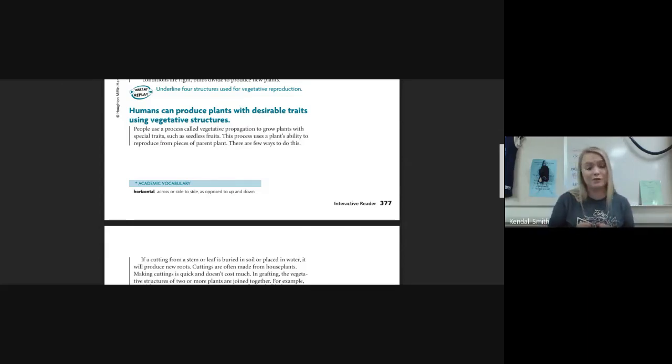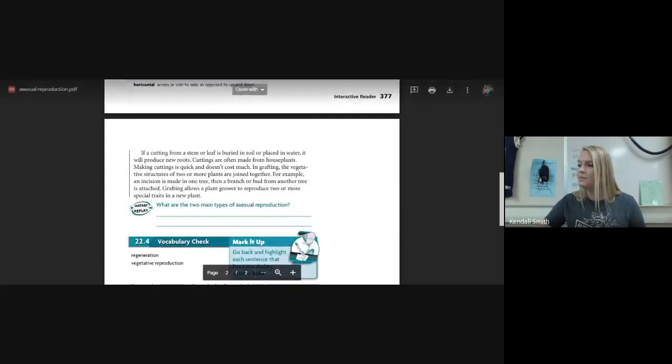Bananas, which I just had for breakfast, are a great example of these types of fruits that we have cultivated using vegetative propagation. The bananas that you eat are not like wild bananas. They don't have seeds. Wild bananas actually have a lot of seeds. So because of what we humans have done to propagate and grow new plants without seeds, that's what we get from bananas. Okay, this process uses a plant's ability to reproduce from pieces of a parent plant. There are a few ways to do this.